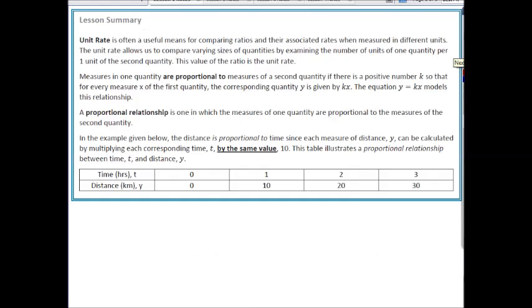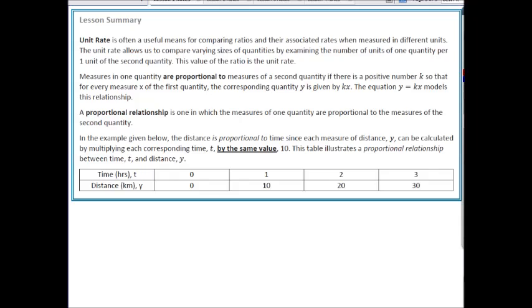In this lesson, you have learned that unit rate is often a useful means for comparing ratios and their associated rates when measured in different units. The unit rate allows us to compare varying sizes of quantities by examining the number of units of one quantity per one unit of the second quantity. This value of the ratio is the unit rate.